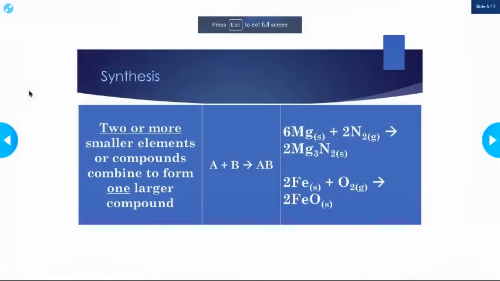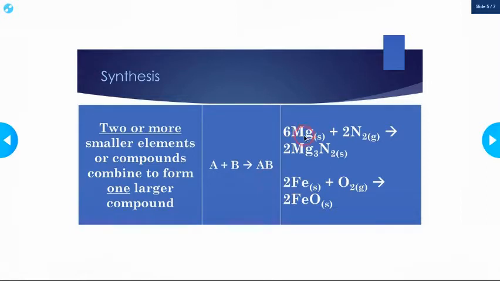The next type of chemical reaction that we have is a synthesis reaction. And in a synthesis reaction, two or more smaller elements or compounds, typically we see elements, but it can also be compounds, combine together to form one larger compound. So a key factor to a synthesis reaction is that there's only one product. So when we look at this, it's just element A plus element B gives us compound AB.